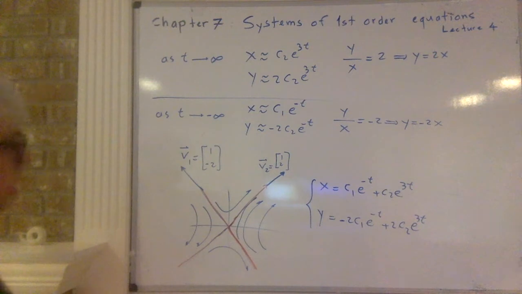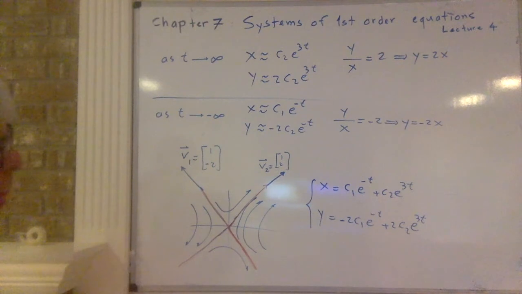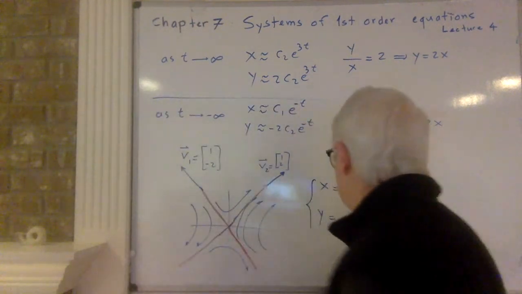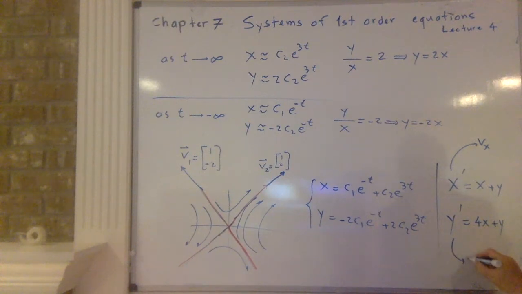Okay, what else can we learn? How did we get this thing? How did we get these two? We solved this equation: x prime is x plus y, and y prime is 4x plus y. What is x prime, y prime? This one is the velocity in direction x, and this one is the velocity in direction y. That's dx/dt, dy/dt.